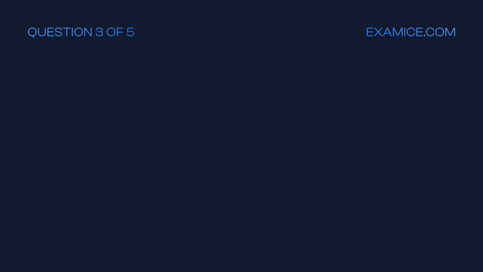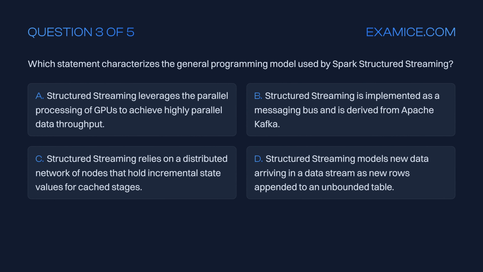Question 3. Which statement characterizes the general programming model used by Spark Structured Streaming? Option A. Structured streaming leverages the parallel processing of GPUs to achieve highly parallel data throughput. Option B. Structured streaming is implemented as a messaging bus and is derived from Apache Kafka. Option C. Structured streaming relies on a distributed network of nodes that hold incremental state values for cache stages. Option D. Structured streaming models new data, arriving in a data stream as new rows appended to an unbounded table.